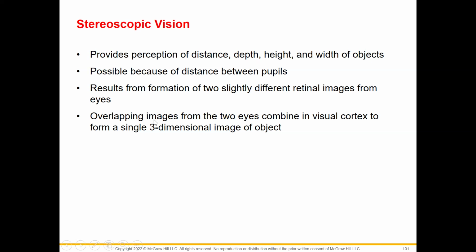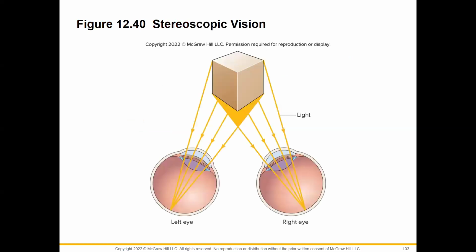The overlapping images from the two eyes combine in the visual cortex to form a single 3D image of the object. So we can see things in 3D because our eyeballs are separated, and those two images, the visual fields of both eyes, are taken in and translated in the visual cortex as one 3D image.